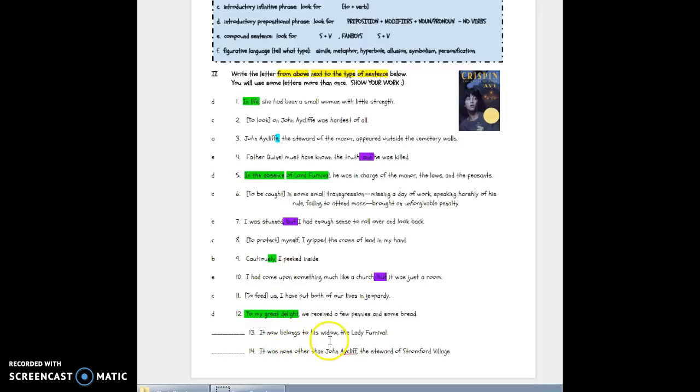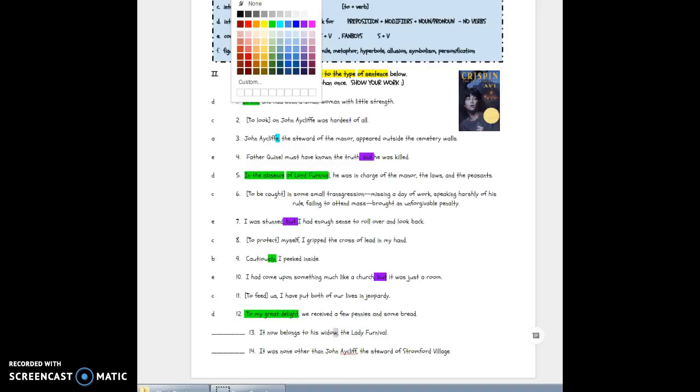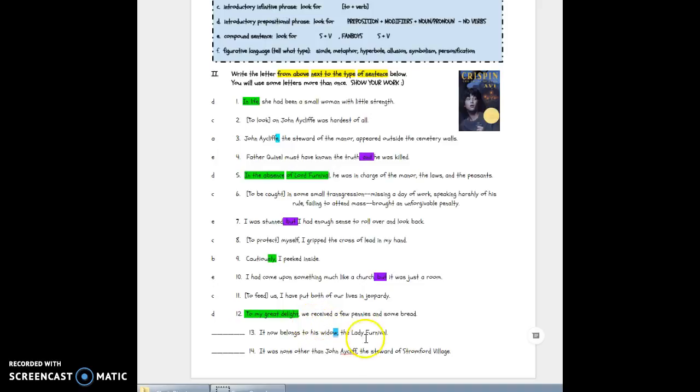So I see it now belongs to his widow, comma. So I see a noun with a comma after it. And the Lady Furnival renames who that noun is. So that's an appositive. And the last one, I see John A. Cliff again with a comma after it, the steward of Stromford Village. And I know that that one's got to be an appositive because it was up above.